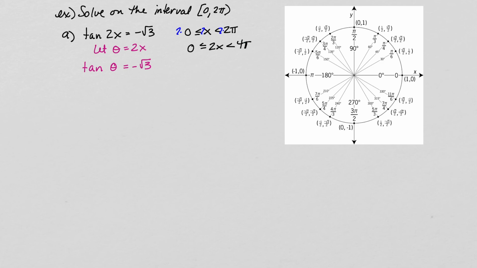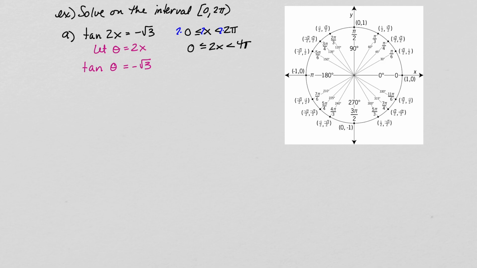So how many times around the unit circle is 4 pi? Remember, once around the unit circle, you start here at 0, you go all the way around one time, that brings you to 2 pi. So 4 pi means around the unit circle twice. When we're looking for our answers, we're going to have to go around the unit circle twice. So whatever your interval is, that's going to change how many times around the unit circle you have to go.